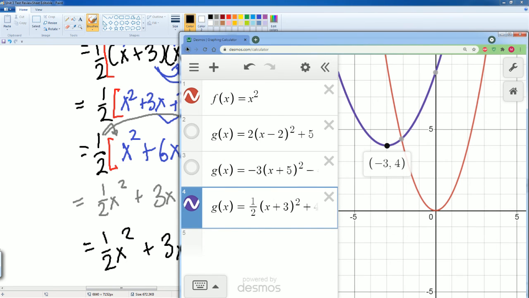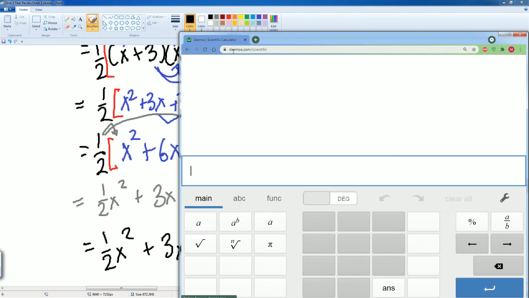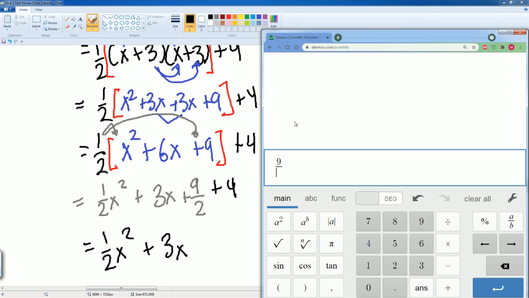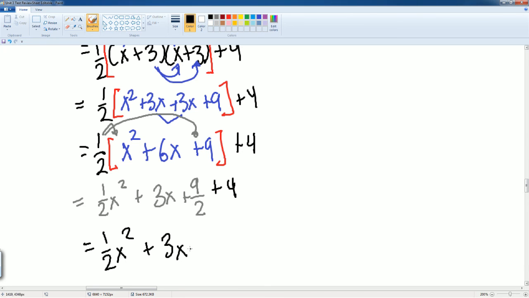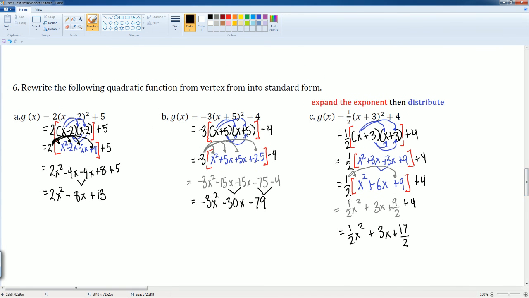But to do this, you can just use Desmos if you would like. I'm going to use the scientific calculator. I'm going to put in 9 divided by 2, and I'm going to add 4. It becomes 8.5, but I could hit convert to a fraction. It is 17 over 2. So this is plus 17 over 2. There you go. That is how you convert all the quadratic functions from vertex form into standard form.